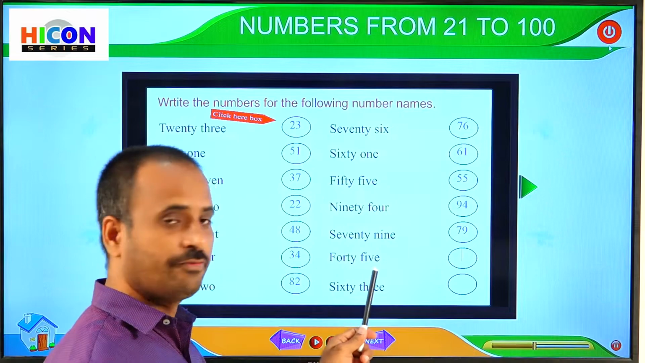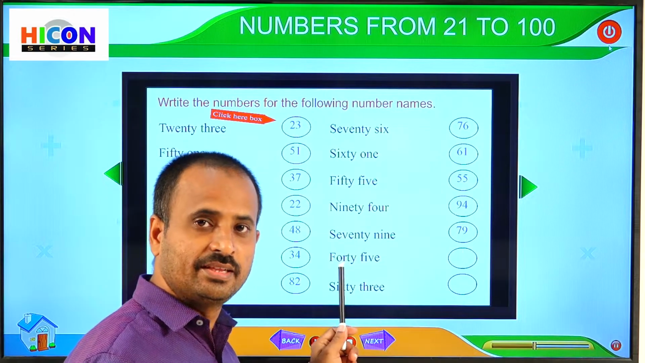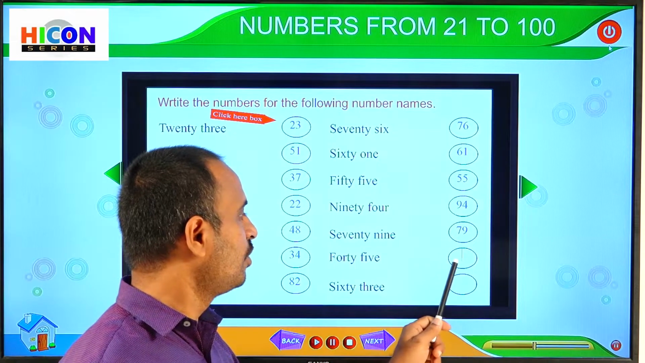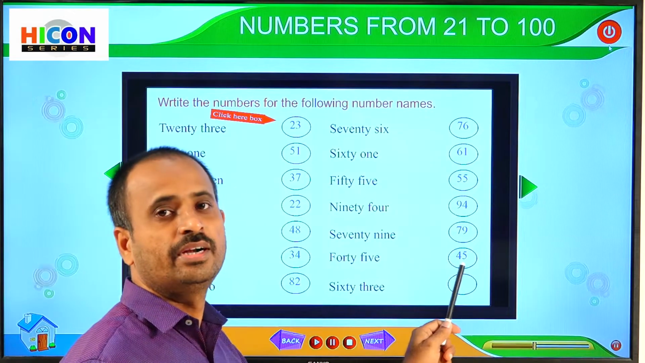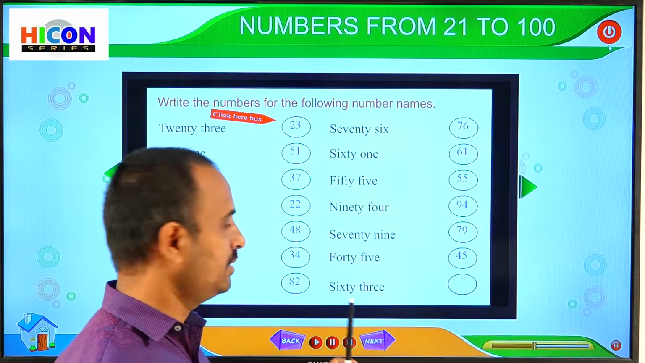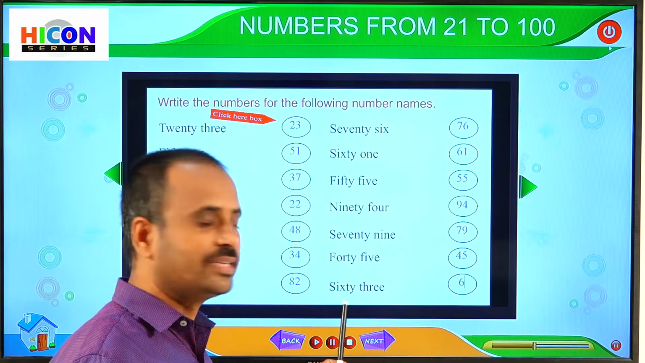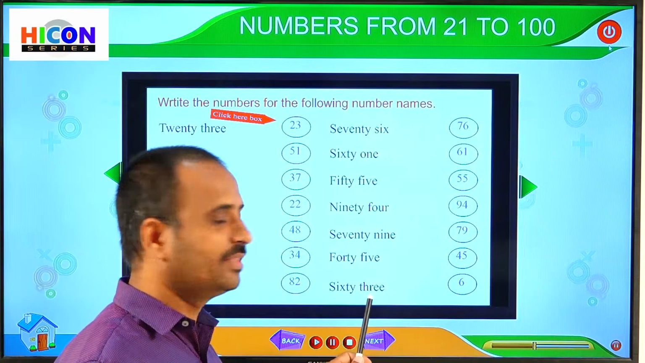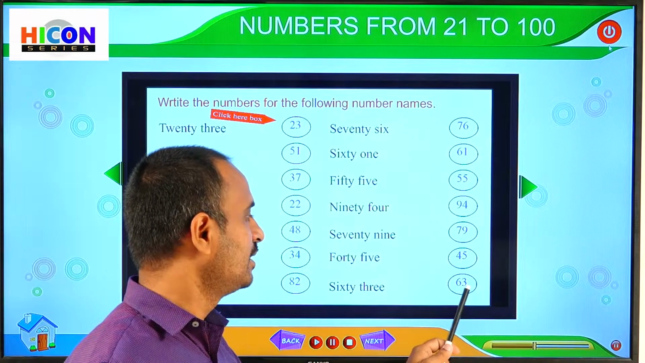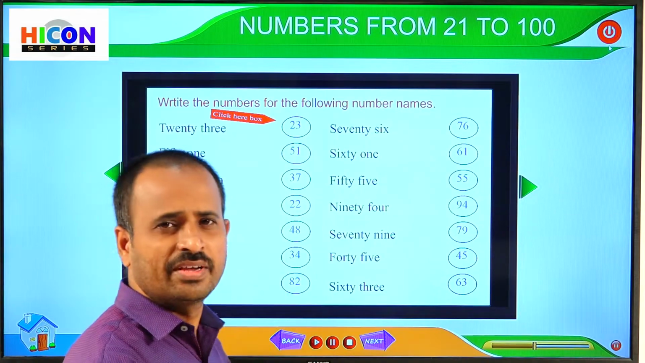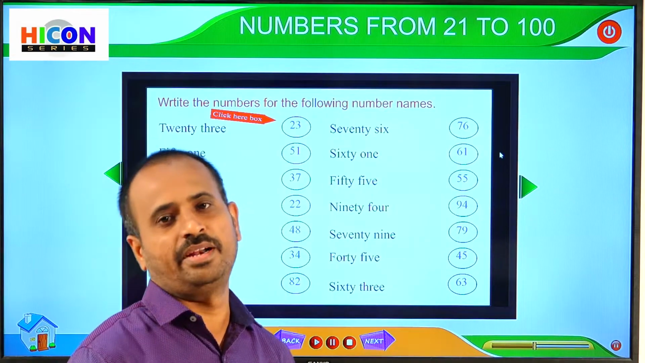So 45. 4 is present in the tens place, 5 is present in the ones place. So 4, 5. So 45. So see the last one, 63. That is 6 is present in the tens place, 3 is present in the ones place, 6, 3. So 63. So children, in this way we can write the numbers for any number name.